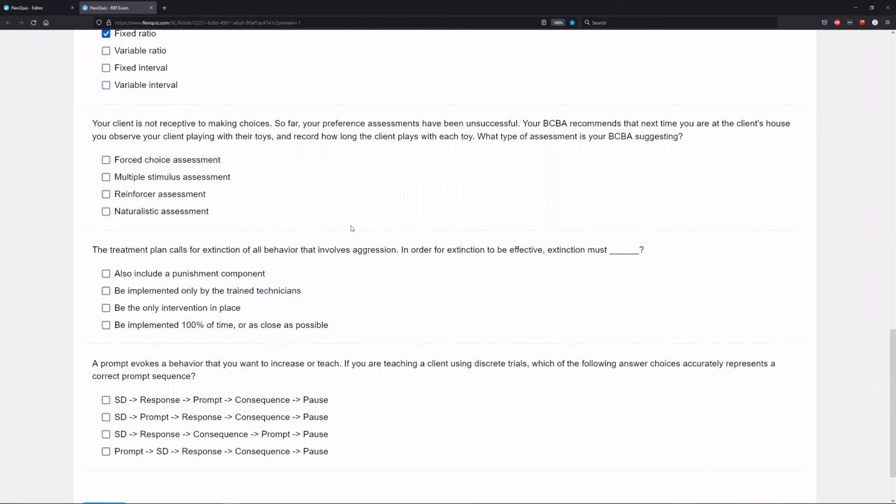Your client is not receptive to making choices. So far, your preference assessments have been unsuccessful. Your BCBA recommends the next time you're at the client's house, you observe your client playing with their toys and record how long the client plays with each toy. What type of assessment is your BCBA suggesting?